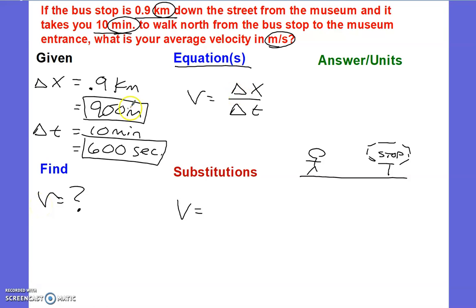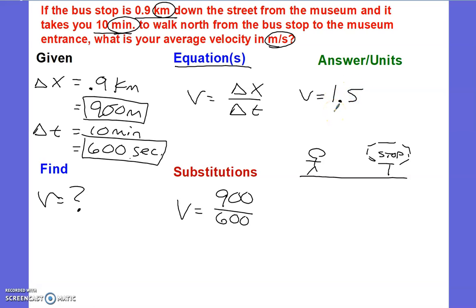In place of the x, I'm going to put my number 900. And in place of my letter t, I'm going to put 600. So because I label things properly over here on the left, it makes putting the values into the equation very simple. I now divide my 900 by my 600, and I get an answer of 1.5.